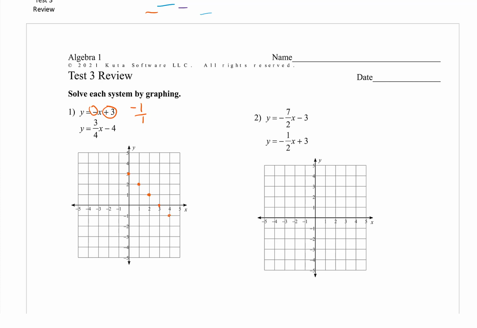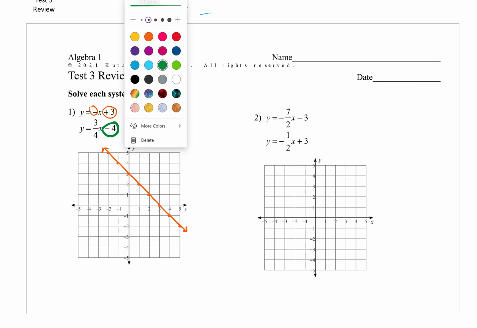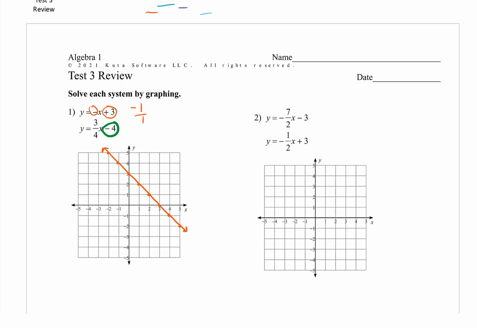You don't have to make all these points if you don't want to, but I like to make lots of points on the first line because it makes my line look better, and because then I don't have to go back and make more if I need more points to be able to figure out where they intersect. Because that's what we're trying to do here, by the way, is find where these two lines intersect.